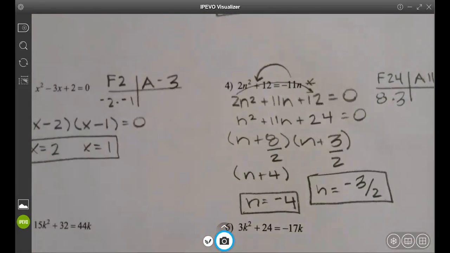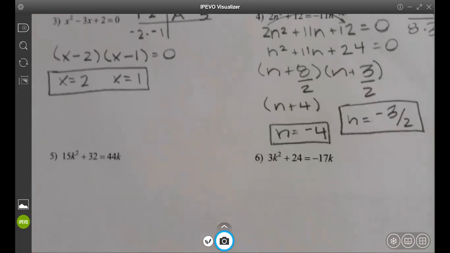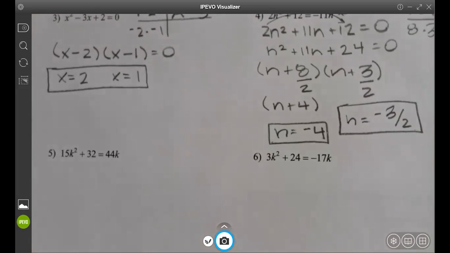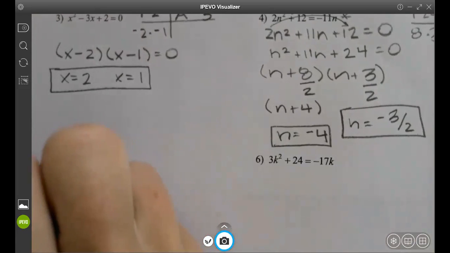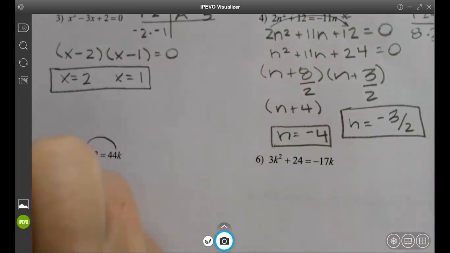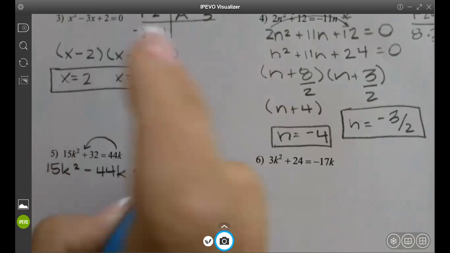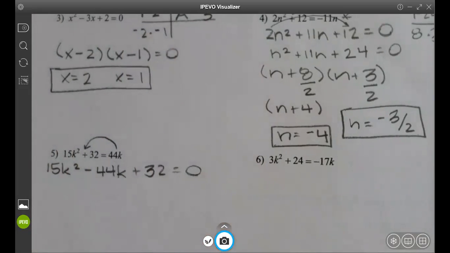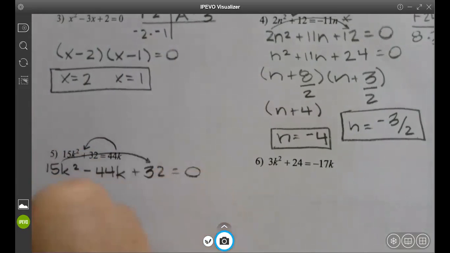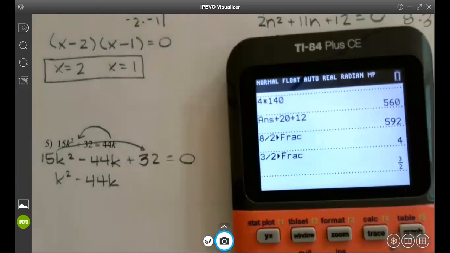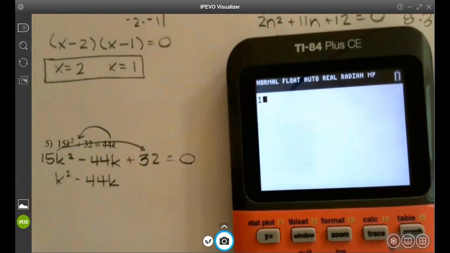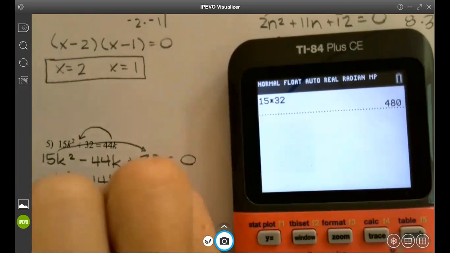Number 5 and 6, 7, all the same way. So number 5, what do I need to do? Since it's k, it goes in the middle. So the way I move it, I leave 15k squared. I change the sign of the 44, and I leave the 32 alone. These are just going to be big numbers. We have a number in front, so we need to slide it to the back. I don't know these numbers either, so don't feel bad about having to use your calculator, okay? So 15 times 32 is 480.